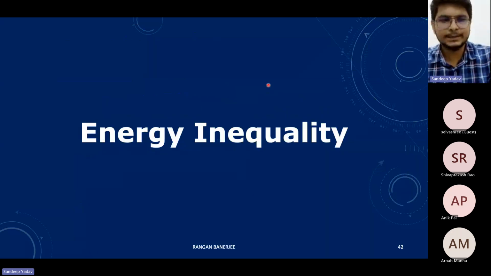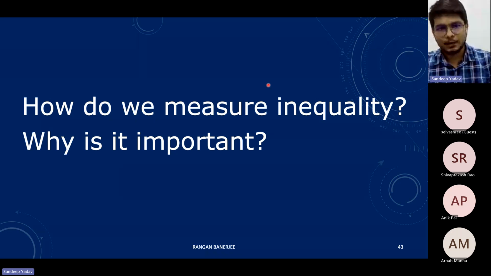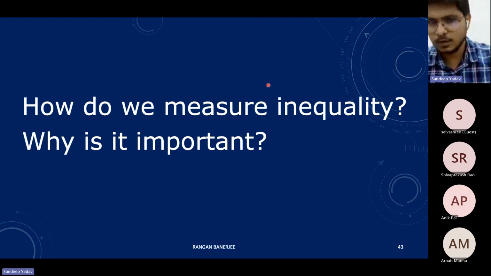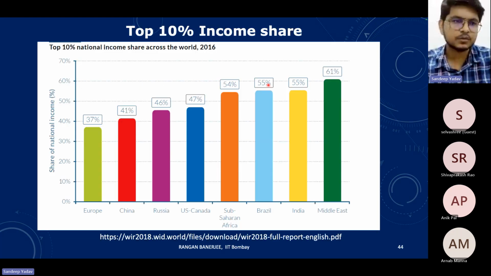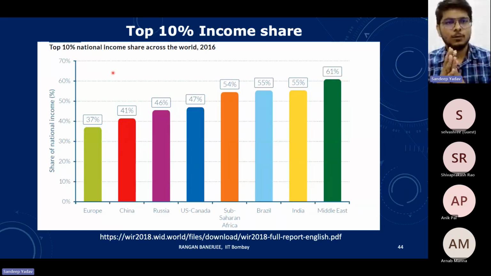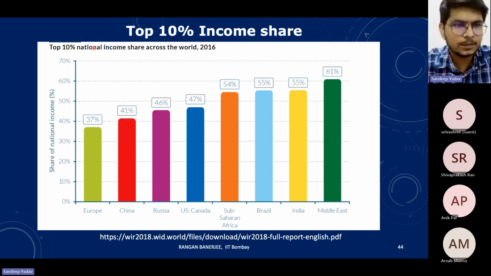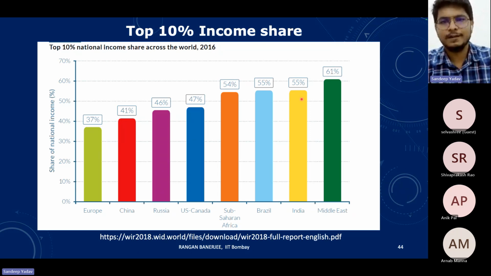Now, the second thing for this week is energy inequality. We can calculate energy inequality using a standard graph, the Lorenz graph, or Lorenz curve. If you divide the population and look at the top 10% of national income share across the world, in India 55% of the total income is shared by the top 10% of the Indian population. That is called energy inequality.